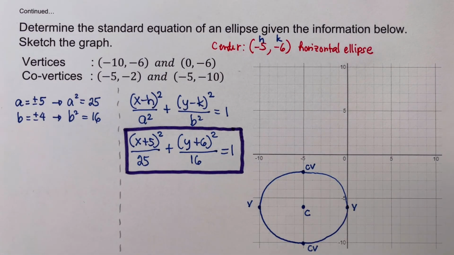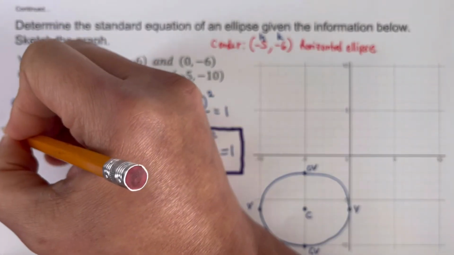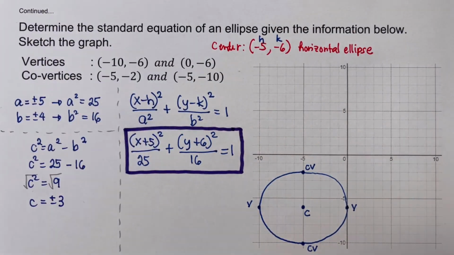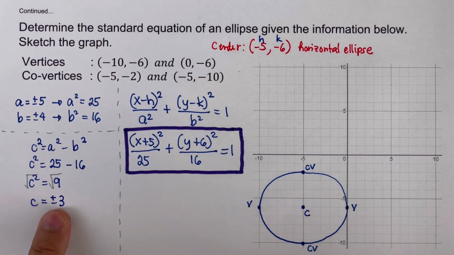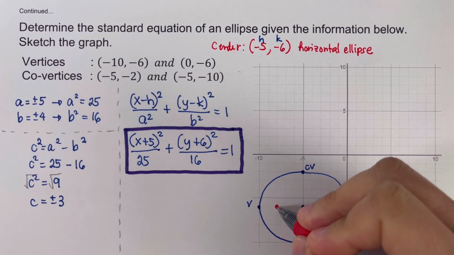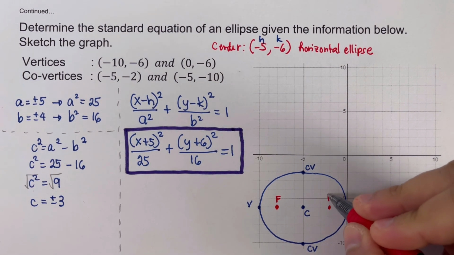Okay, now we are supposed to determine the location of the two foci. Remember that the location of the foci is c distance from the center. And we are going to use the equation c squared equals a squared minus b squared to solve for c. And I'm going to show the work down here. This tells us that our focus is located 3 units left and 3 units right. So that's 1, 2, 3. So this is our first focus, and 1, 2, 3. This is our second focus.